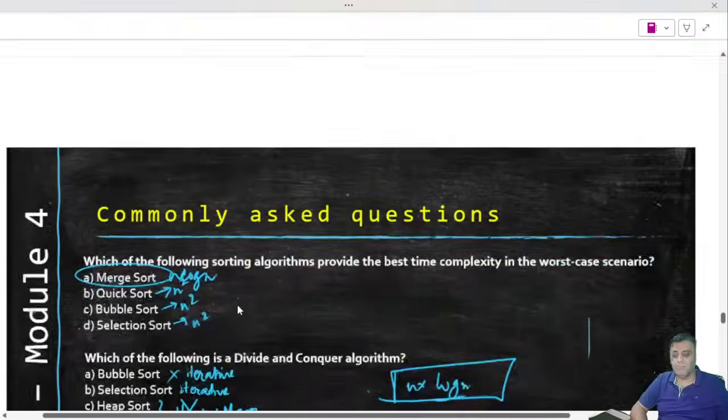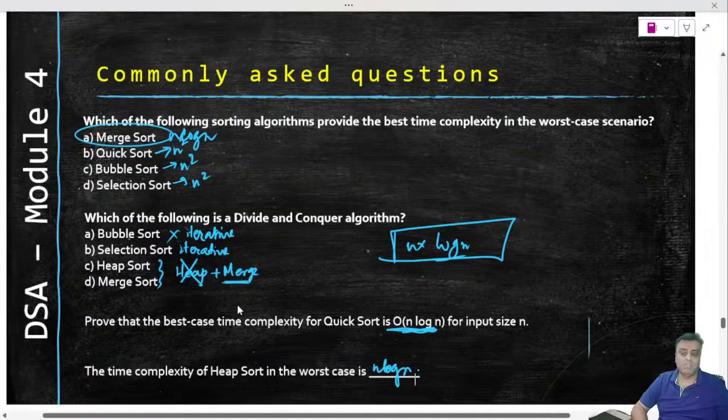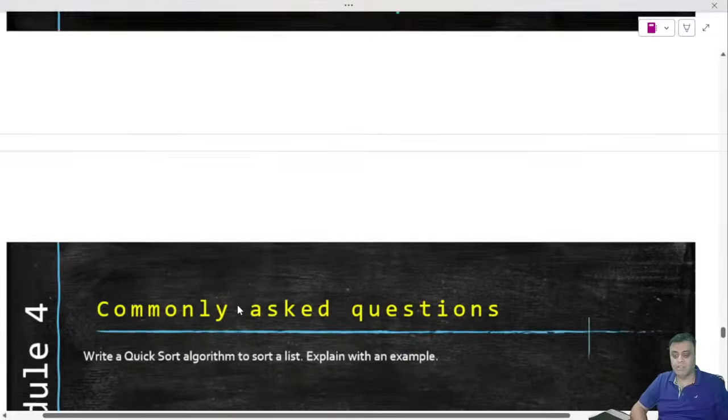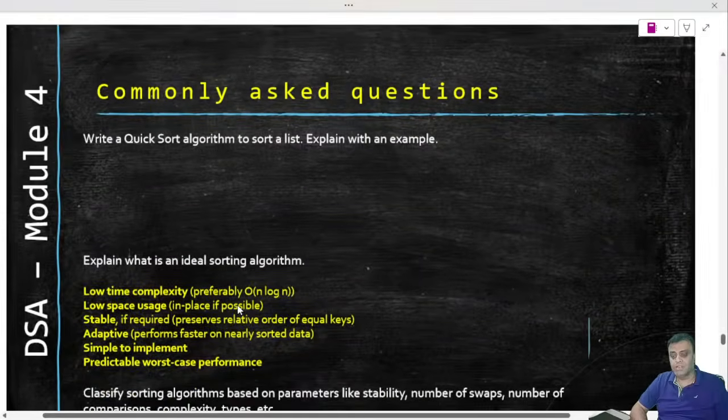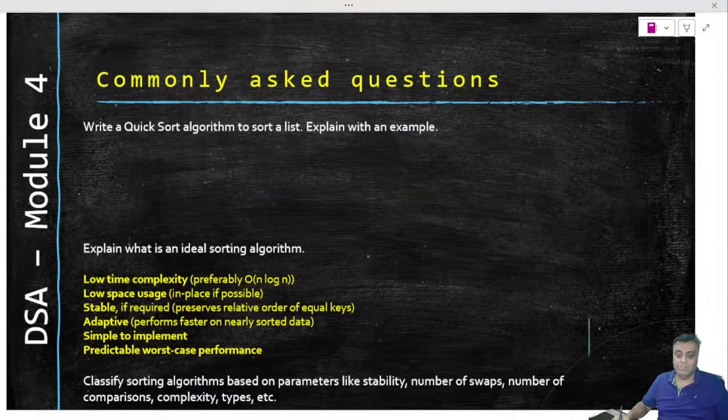Because it doesn't matter, because heap sort always starts from a max heap or a min heap. So how will the positioning of the elements matter? It doesn't matter. Write a quick sort algorithm to sort a list. Explain quick sort algorithm to sort a list.